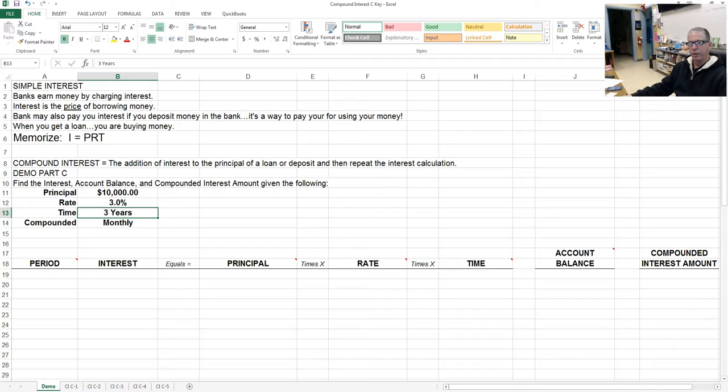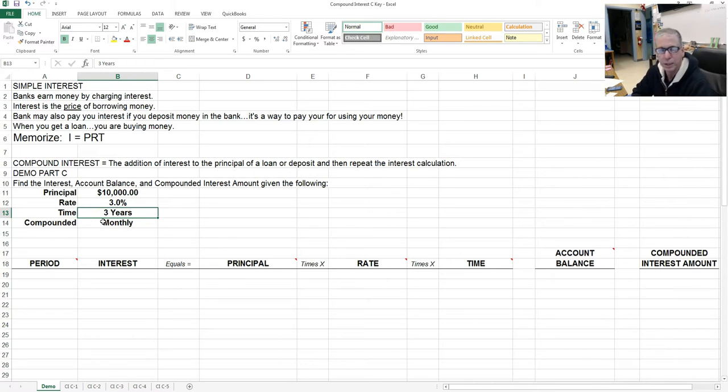Part C, compound interest. We are going to practice with some longer compounding periods and utilize the copying and fill features of Excel to help us create the calculations a lot quicker. So let's take a look at this demo problem. Principal amount $10,000 at an interest rate of 3% for 3 years, compounded monthly.